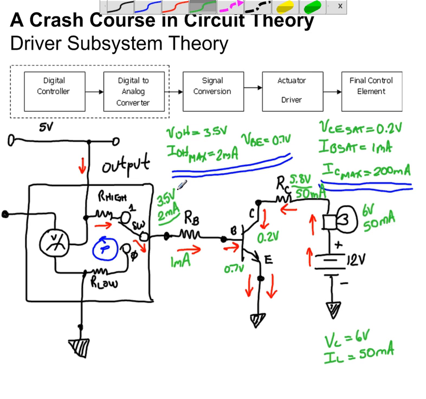Since the typical output voltage for the microcontroller is 3.5 volts, we can assume that will be the power supply for the base circuit, 3.5 volts. From your transistor theory, you know that the voltage from the base to the emitter is 0.7 volts. So if we do a little simple math and take the 3.5 volts and subtract the voltage from the base to the emitter, we will get approximately 2.8 volts. That will be the voltage across this resistor.